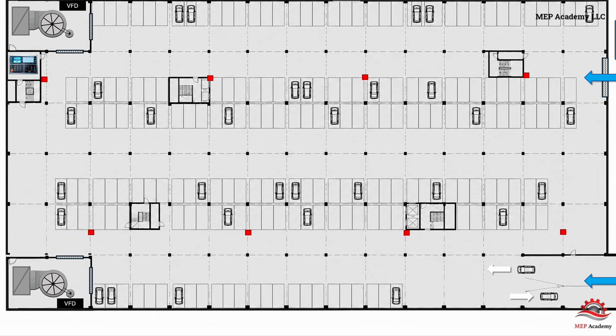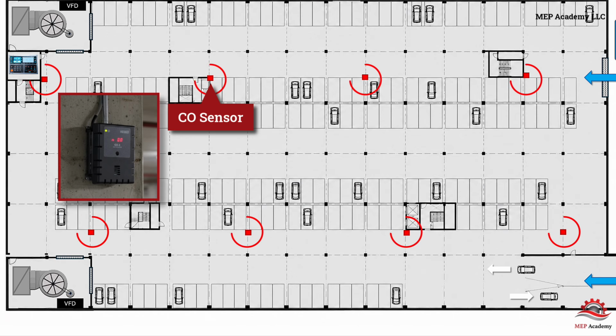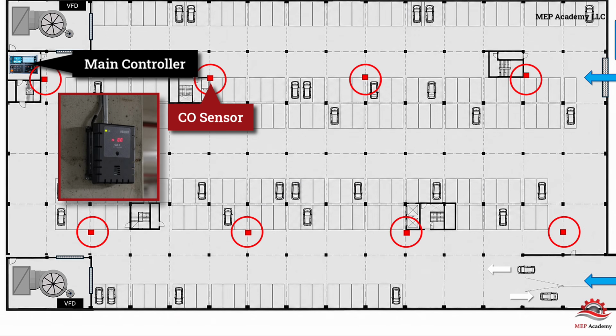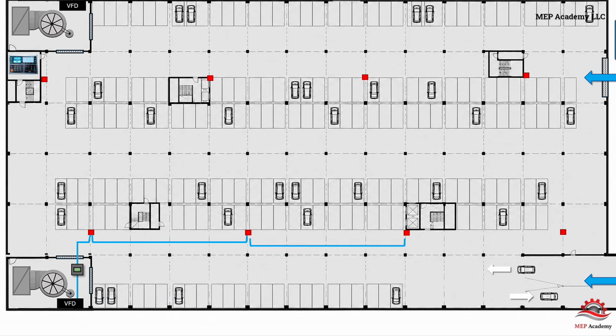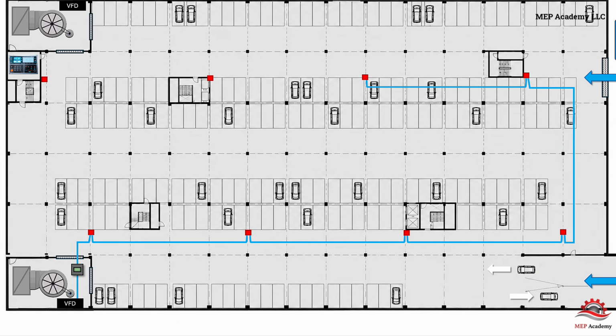Controls. Many building codes permit demand-controlled ventilation, allowing the exhaust system to operate only when elevated carbon monoxide levels are detected. Throughout the garage, CO sensors continuously monitor air quality and transmit their readings back to the main garage controller. Most systems use 24-volt DC power along with an RS-485 communication network, allowing multiple sensors to be daisy-chained together. One manufacturer's controller can monitor approximately 100 sensors.